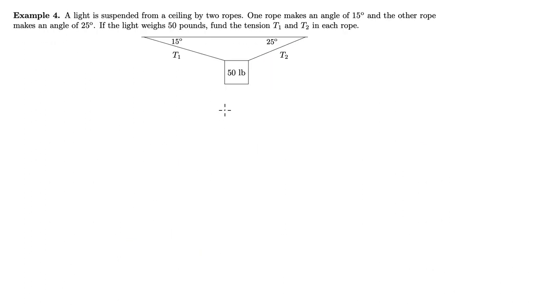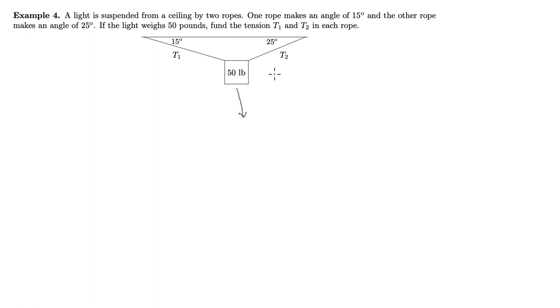Okay, so we have this light suspended from a ceiling by two ropes. And you can see the angles that they're making with the ceiling up here. And there's a tension in rope 1, there's a tension in rope 2. And so if we think about this in terms of components, well, the light is going to be applying a force down. It's going to want to fall. This is really due to gravity. So there's a force of 50 pounds down.